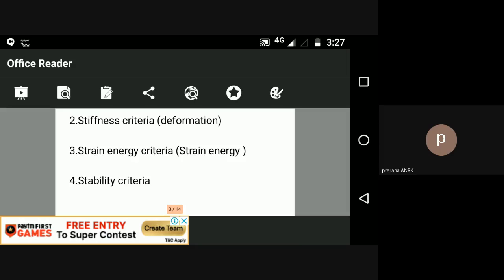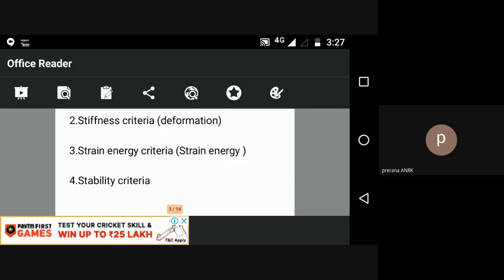Suppose you apply another load, and due to that load the strain energy stored is 350 kilojoules. That 350 kilojoules is greater than 300 kilojoules. No doubt, that member fails.